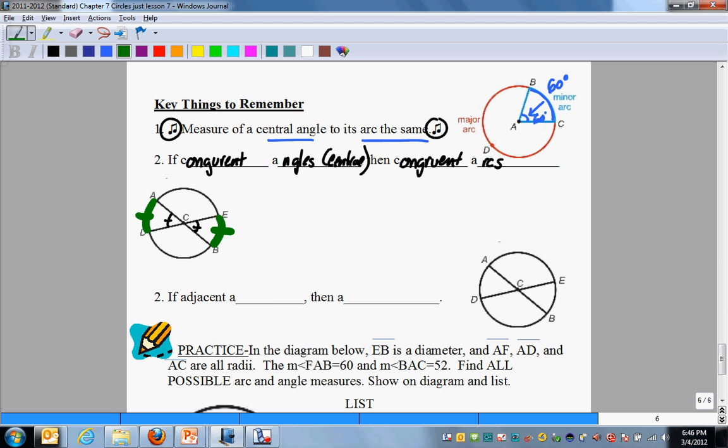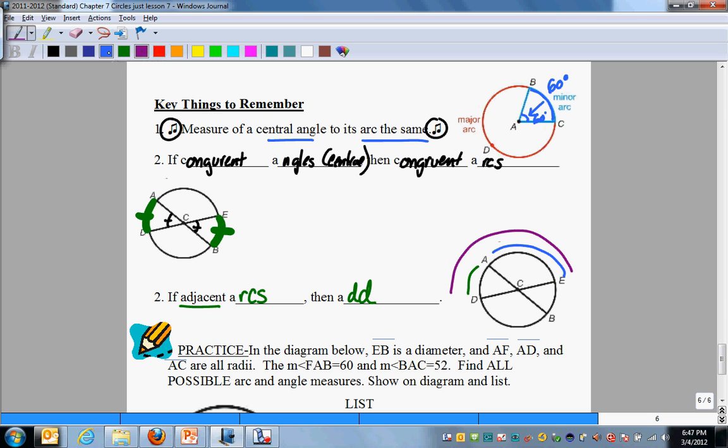Last one you need to be familiar with is that if you have adjacent arcs, that means arcs that are next to each other, then you can add them. For example, here we have arc DA and arc AE. We can add them like so.